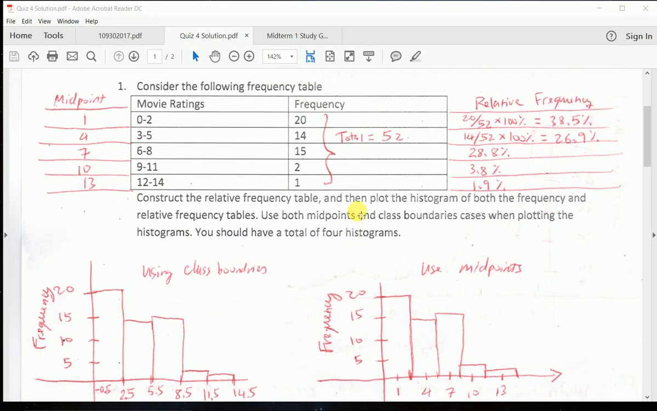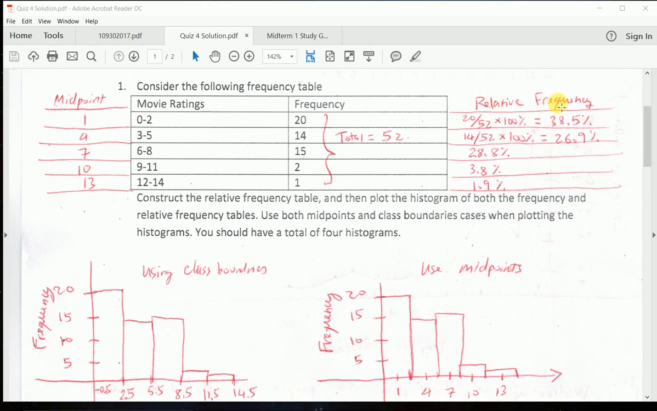The second case I asked you about is the relative frequency. Remember, the relative frequency is the percentage. So the first thing is you have to find the total frequency: 20, 14, 15, 2, and 1. When you add all of them together, you get 52.